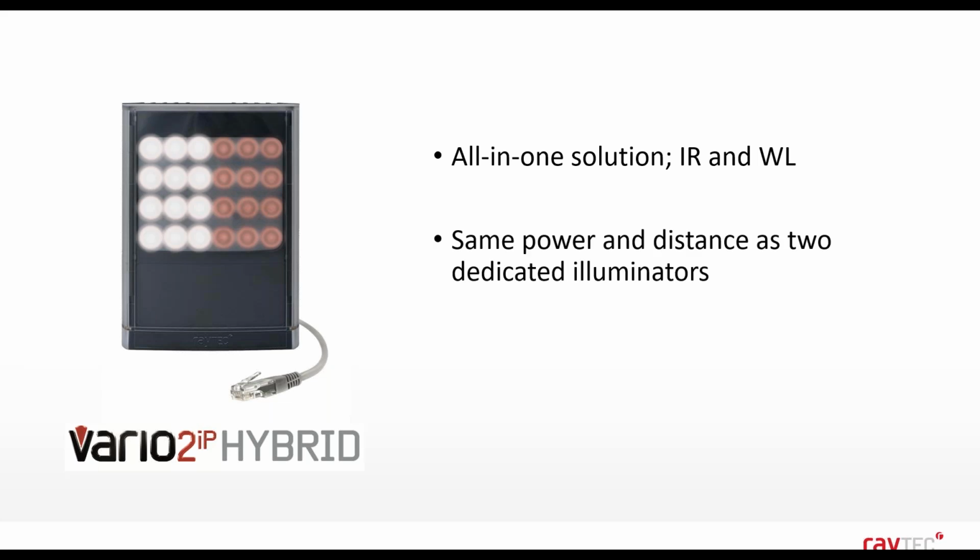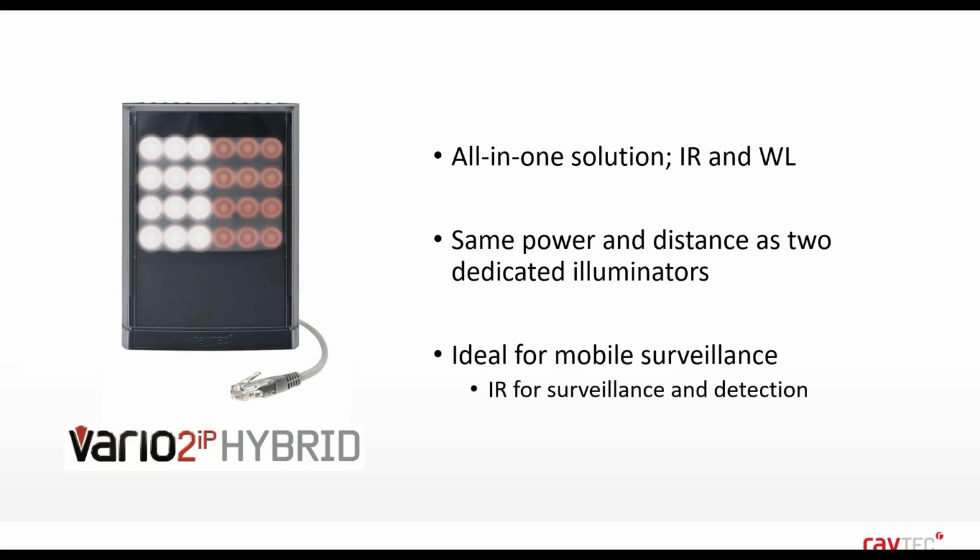The nice thing about this as well is we do what's called double stacking of LEDs. So essentially you're getting the same power and distance, roughly speaking, about -5% as two dedicated illuminators. So even though it's only half a panel, you're getting pretty much the same power as a full individual panel. So we commonly sell these as being a light which is two for the price of one. In our mind, this is definitely ideal for mobile security surveillance, because it's giving you your infrared for surveillance and detection, and then the white light for deterrent and color images.